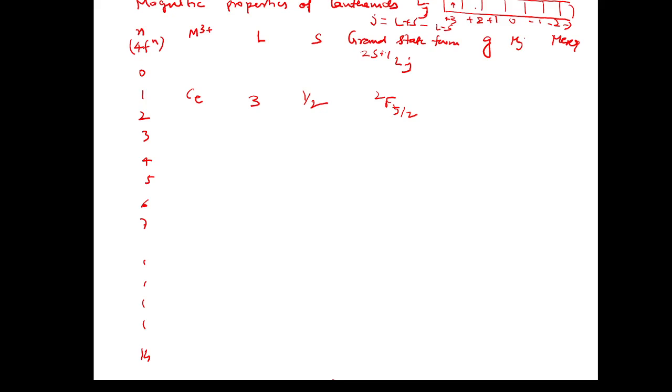What is the J value? J value is L plus S, which is basically your 7 by 2. Now we calculate mu J. So now I have to write an expression for mu J. What is the expression for mu J?